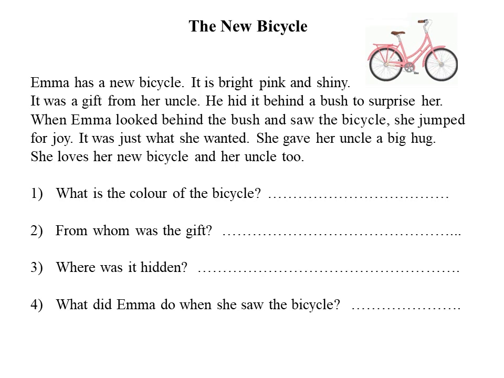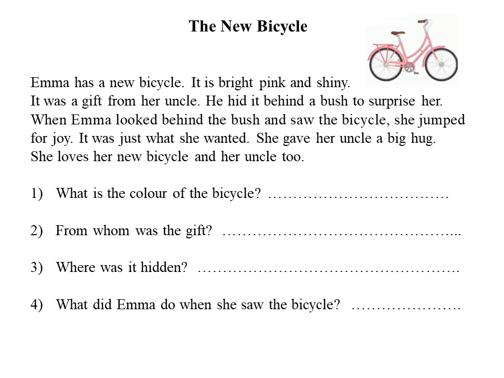Emma has a new bicycle. It is bright pink and shiny. It was a gift from her uncle. He hid it behind a bush to surprise her. When Emma looked behind the bush and saw the bicycle, she jumped for joy. It was just what she wanted. She gave her uncle a big hug. She loves her new bicycle and her uncle too.